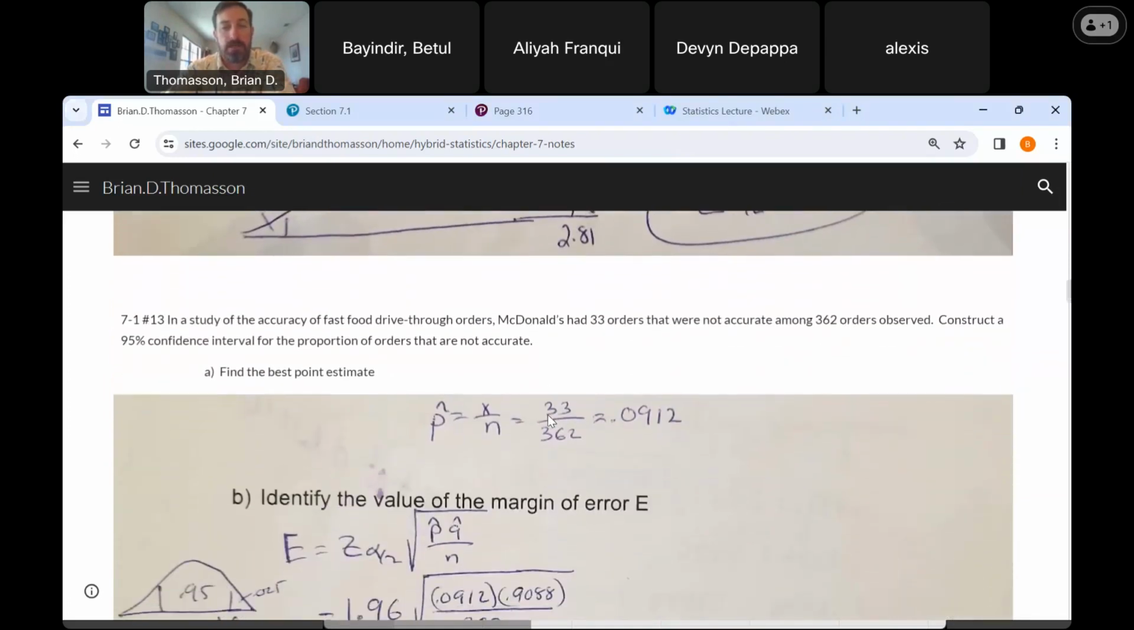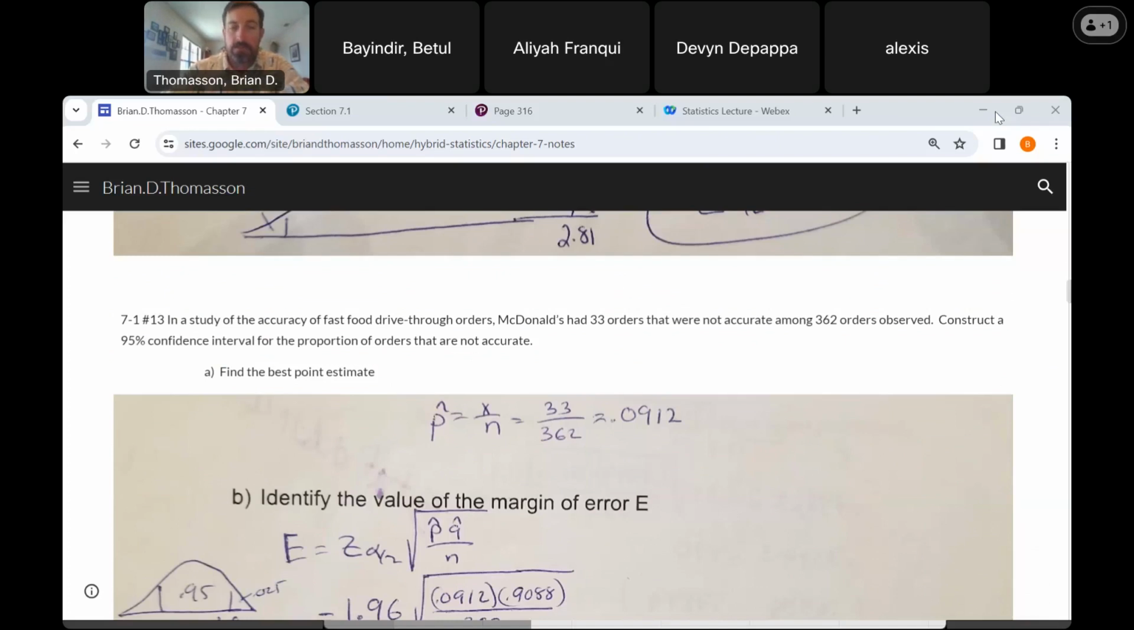All right, so let's put all this together, and hopefully this will make sense in this number 13. So this number 13, it says in a study of the accuracy of fast food drive-through orders, McDonald's had 33 orders that were not accurate among 360 orders observed. Construct a 95% confidence interval for the proportion of orders that are not accurate. Okay, so we're interested in trying to figure out what proportion of these McDonald's drive-through orders are actually inaccurate.